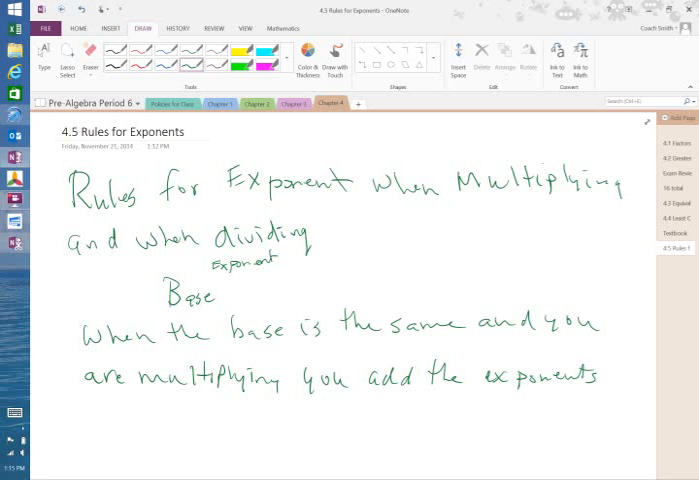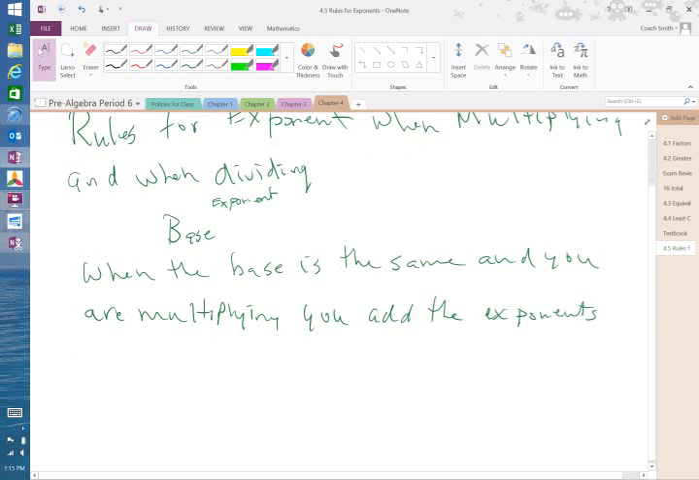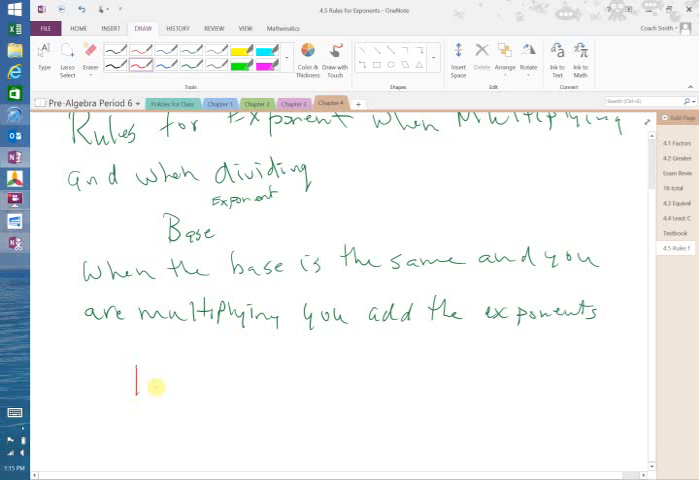Okay, so for example, if I had 10 to the third times 10 to the fourth power, that would be equal to 10 to the 3 plus 4 power, which is 10 to the 7th. And 10 to the 7th would be your answer.